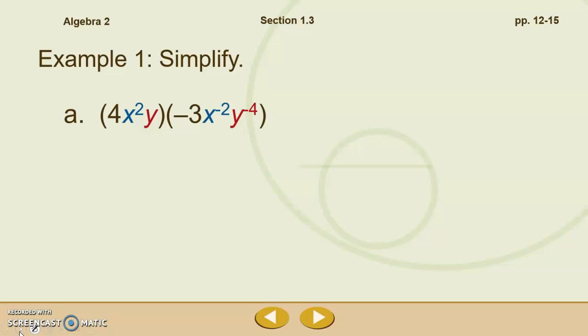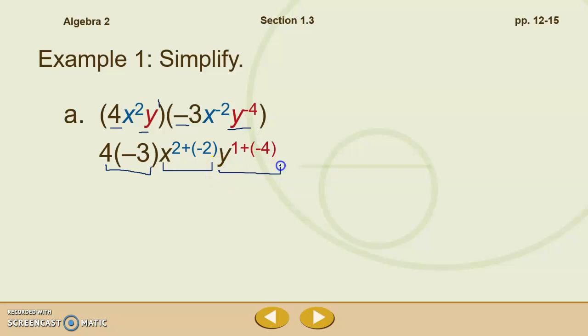We have 4x squared times y. Actually, all of this is multiplication. If you look, we have 4 times x squared times y times negative 3 times x to the negative 2 times y to the negative 4. We've got two x bases and one y base, and we can combine these using our laws of exponents. Our 4 and our 3, our two coefficients, are going to be multiplied here. And we can take our x squared and x to the negative 2 and rewrite that as x to the 2 plus negative 2. And our y to the 1, remember the 1 is implied, and the y to the negative 4, and rewrite our y base that way using our laws of exponents.